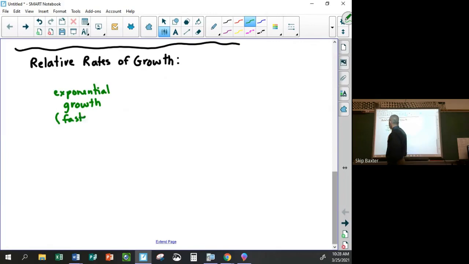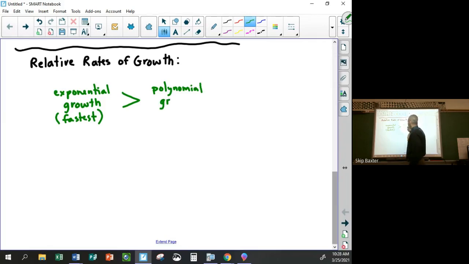This is the fastest. So that's greater than polynomial growth. And it doesn't matter what the exponent is on the polynomial. Exponential is always faster. So if you have e to the x, eventually, for large values of x, e to the x is going to be larger than x to the 1,000th power. Okay? Probably x to the 1,000th power will start out on top, but the e to the x will catch up to it and eventually pass it forever. Like it'll be ahead forever.